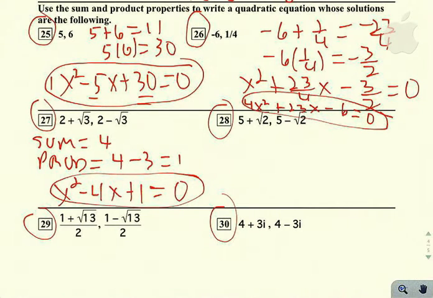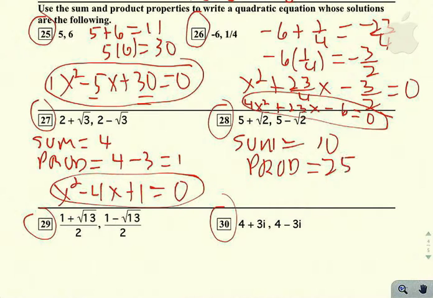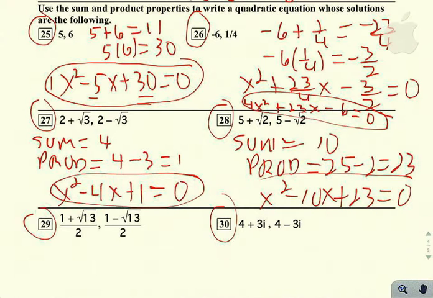Number 28, the sum would be 10, and the product, again the difference of two squares, would be 25 minus 2, which is 23. So the equation would be x squared minus 10x plus 23 equals 0.